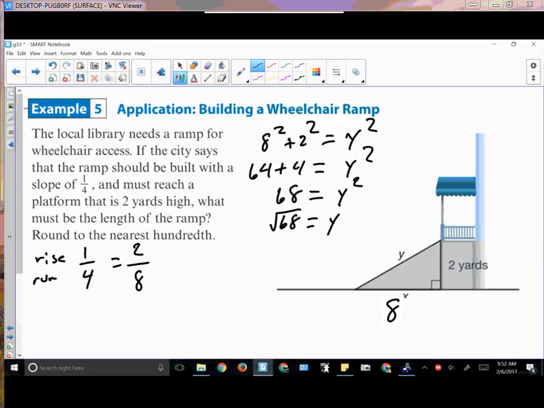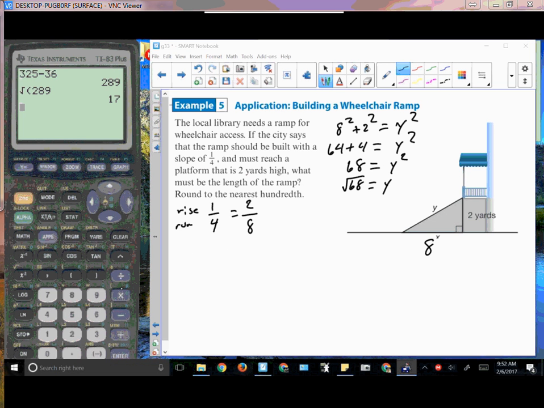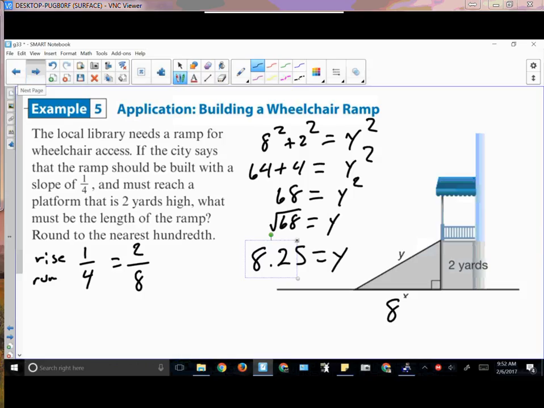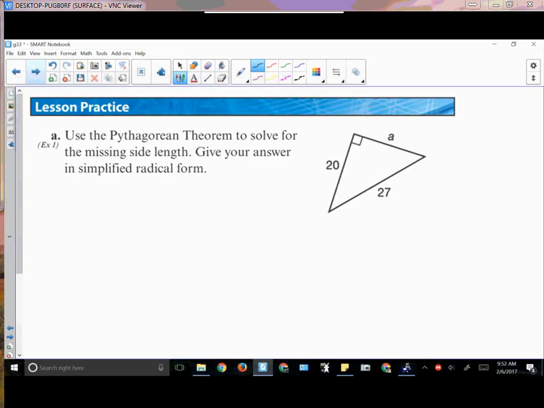No, it says round to the nearest hundredth. So I'm going to take my calculator and take the square root of 68, and I end up with 8.25 is equal to y. So that means that the ramp length would have to be 8.25 yards. Biggest thing that you can do is fill in the information that you know and see what you can see. So, what I want you to do is I'm going to give you a couple minutes here, and I want you to do this one.